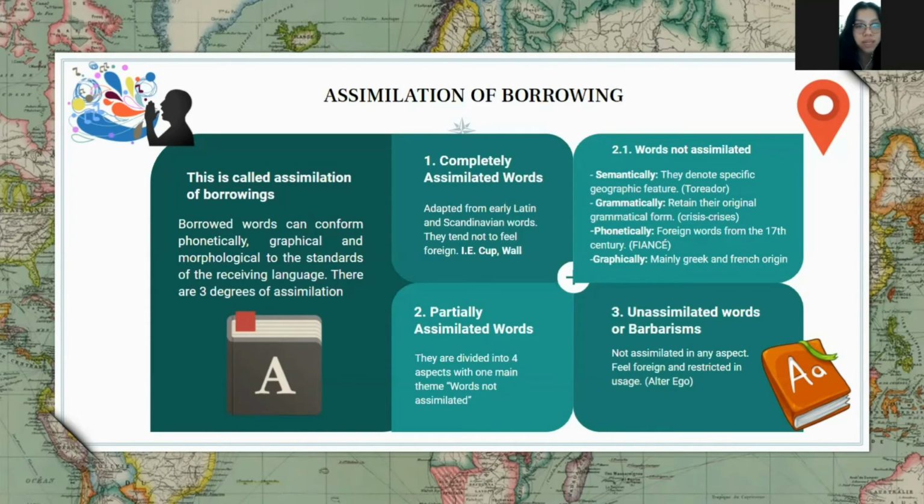And finally, we have unassimilated words, also known as barbarisms. These are not assimilated in any way or form, and they feel foreign and are restricted in usage because you can only use them in a specific context. So we have words such as alter ego, which is usually used to talk about psychological features, and the phrase dolce vita, which is usually used in proverbs in Italian.